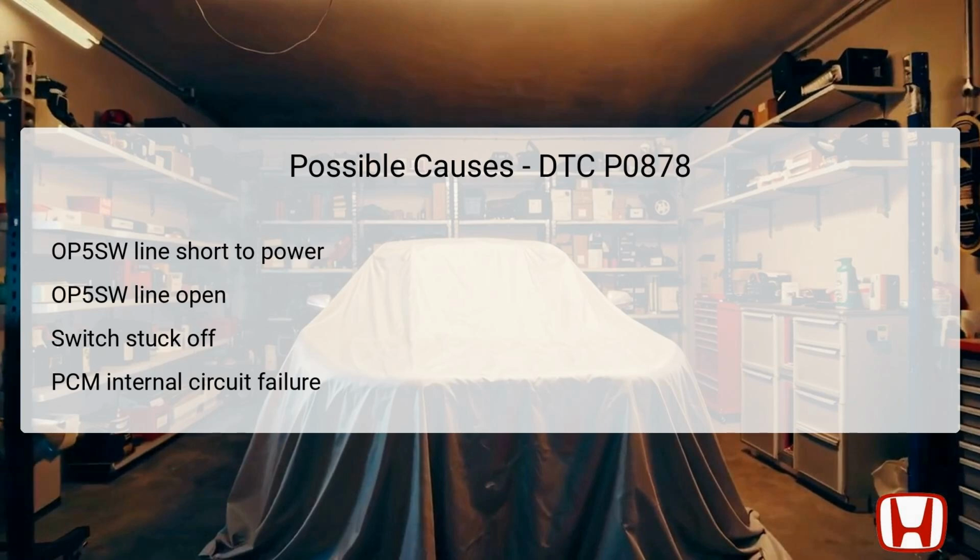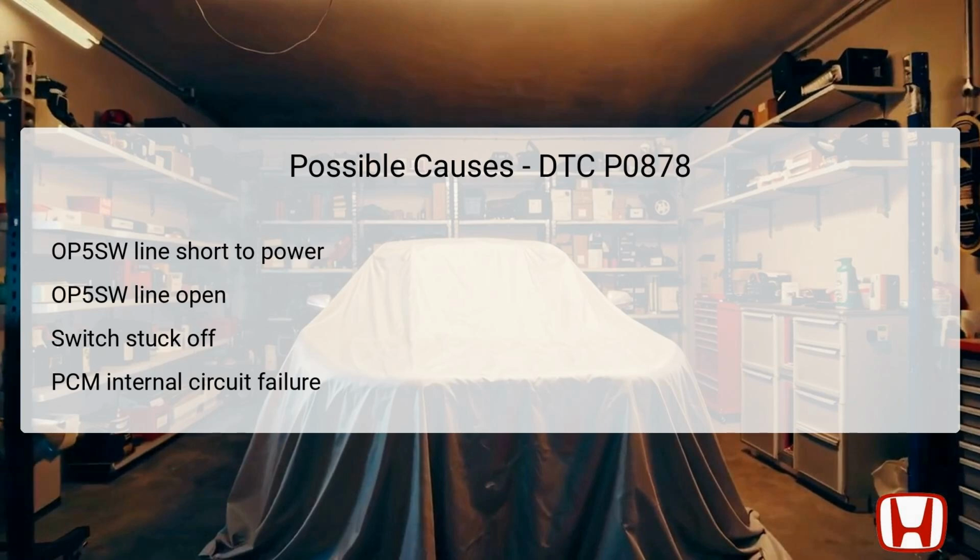First, the OP5SW line, which is responsible for relaying signals from the fluid pressure switch, may experience a short circuit to power. This would cause the PCM to receive constant high signals, leading to confusion about the actual hydraulic pressure conditions. Secondly, the OP5SW line could be open due to a loose connection or disconnection, meaning the PCM never receives any signal, treating the condition as a fault.